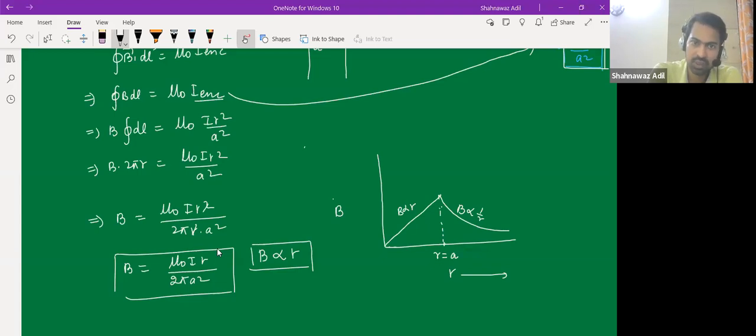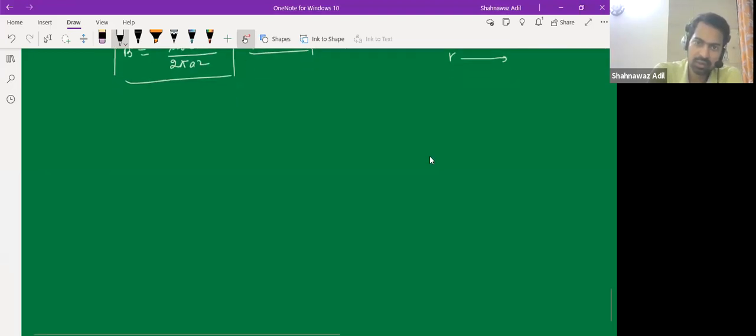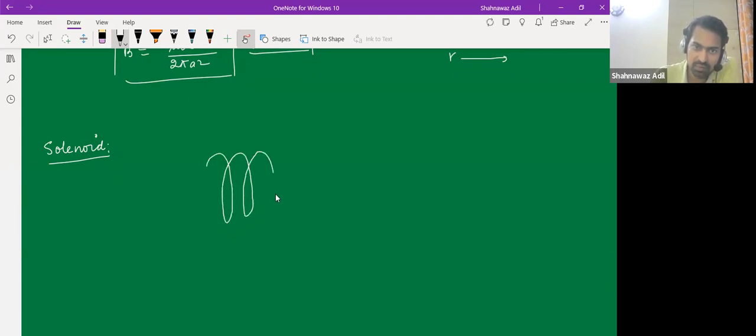Yes, sir. Okay, so now let us talk about the solenoid. So what is a solenoid? It is many circular turns of coils. So it has many circular turns, and then we can easily calculate the magnetic field using Ampere's circuital law.